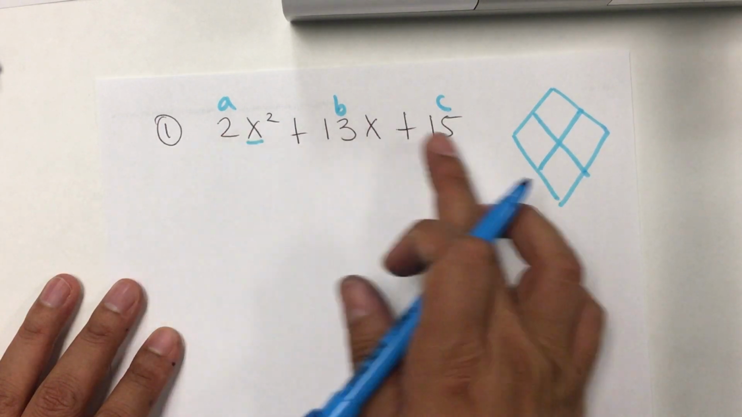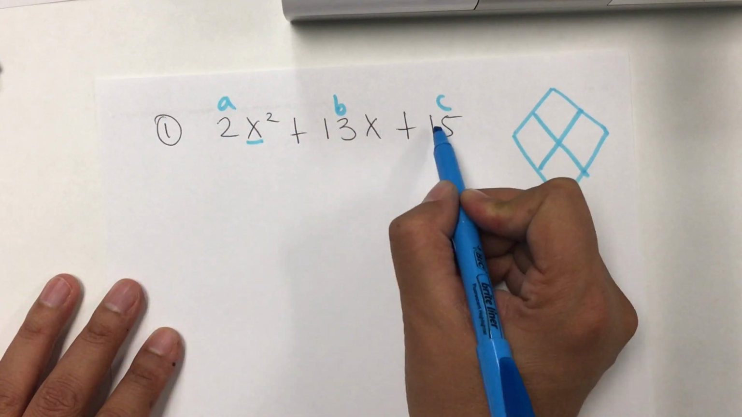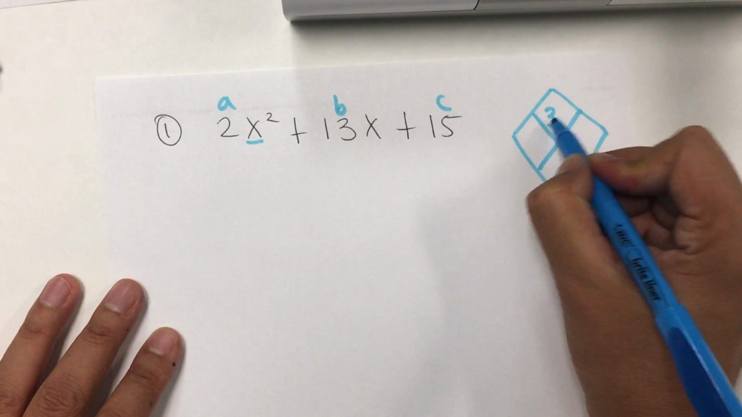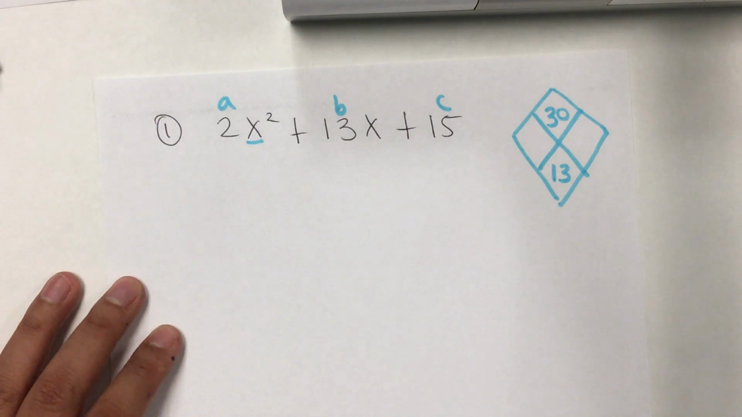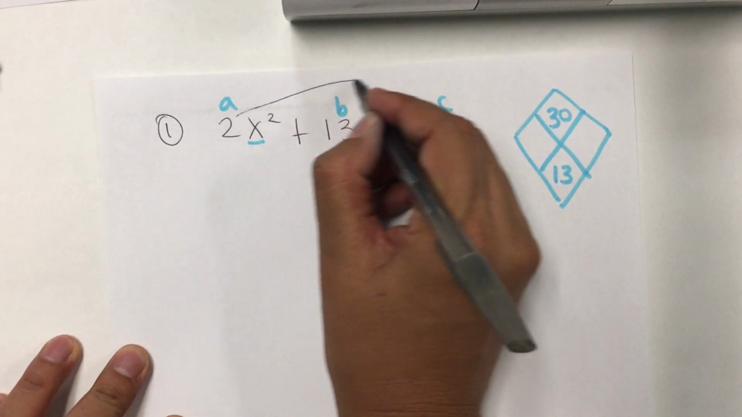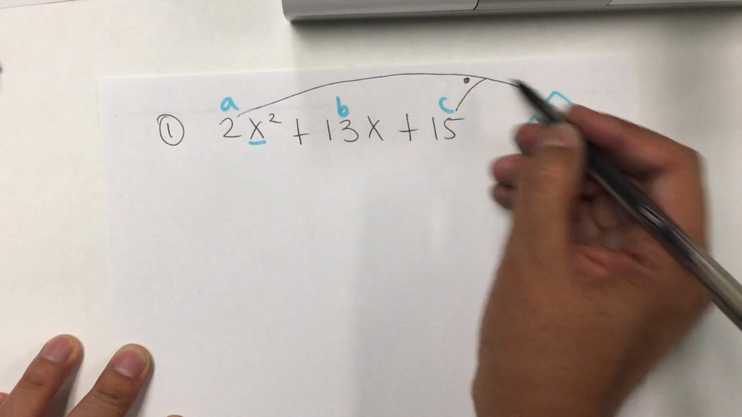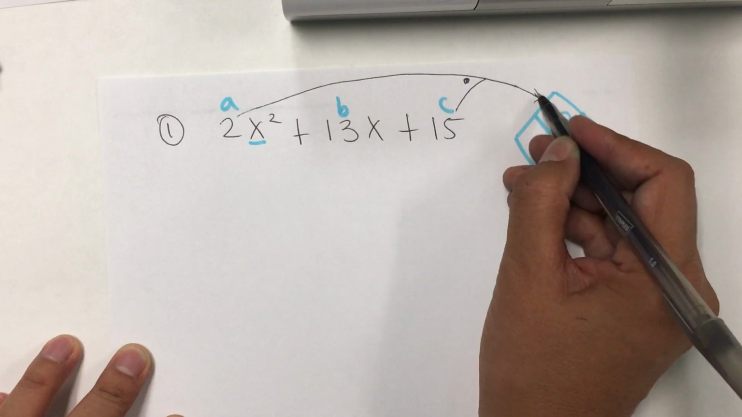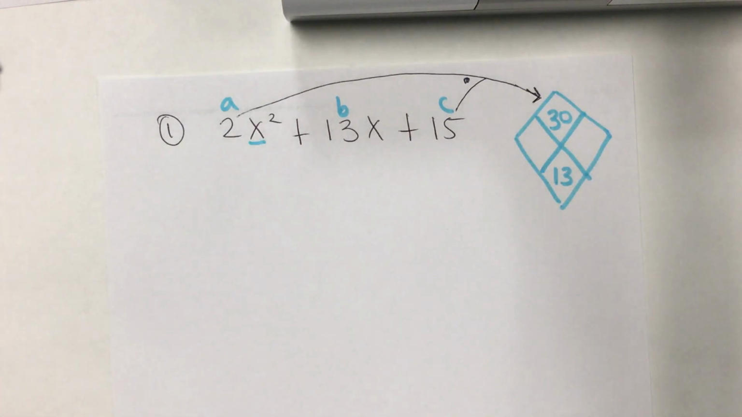However, today we're going to multiply A times C and put the answer here. So 2 times 15 equals 30. And B continues to be here, which is 13. So the only difference is that we multiply this term with this term, multiply, and put the answer right there. That's the only difference when we're putting the information. There are other things, but for now, that's what we're looking for.